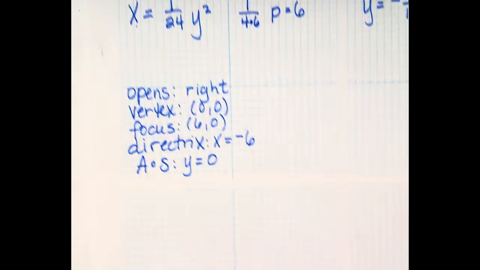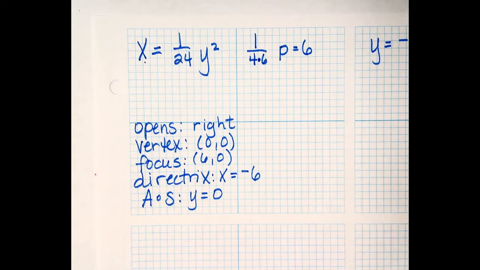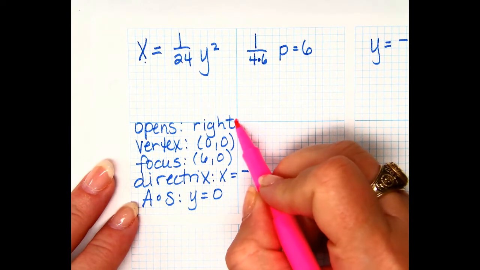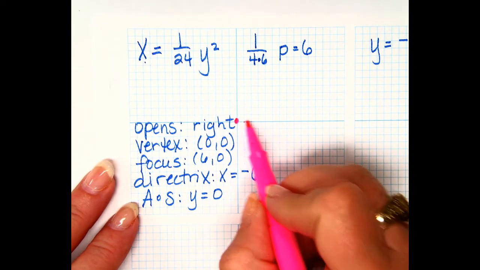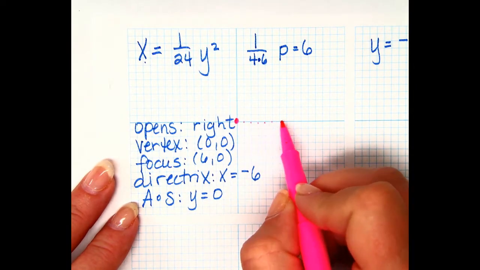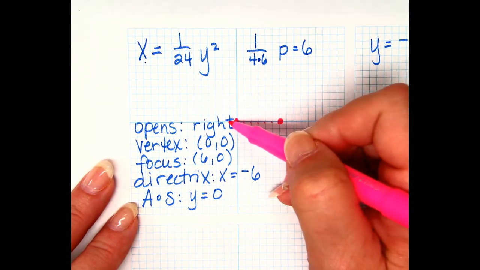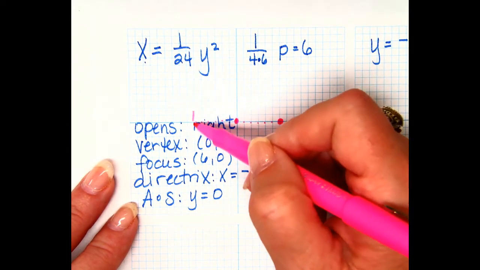Wait, can we go back to this real quick? Just to make sure you understand. The vertex is here. The focus is here. And the directrix is here.